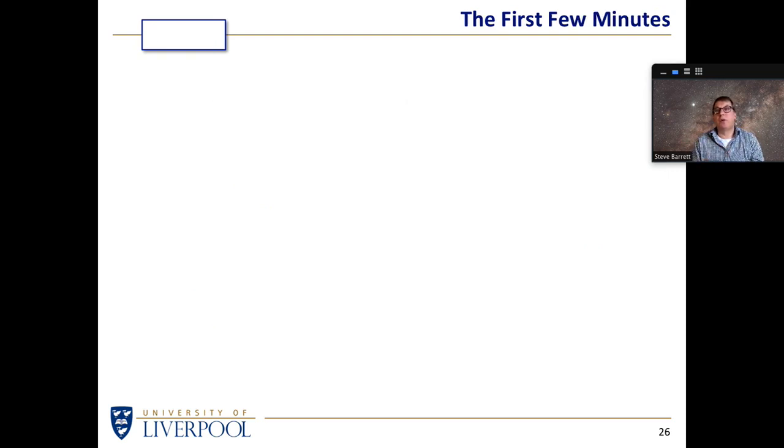We can move forward a little bit to of order 100 seconds, so now we're talking about a couple of minutes or so after the Big Bang.